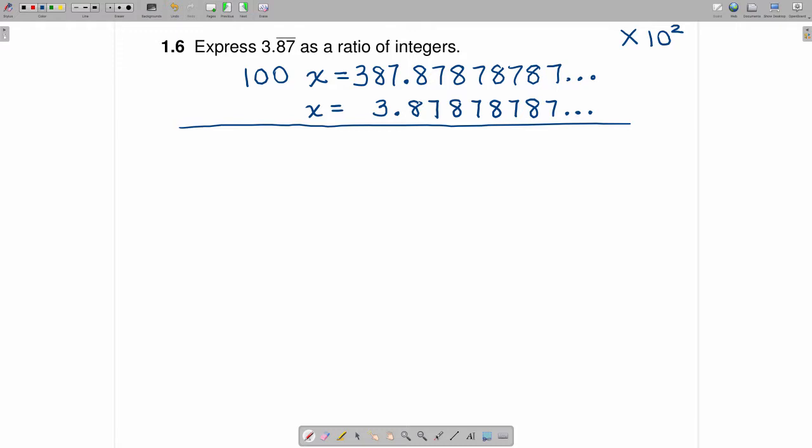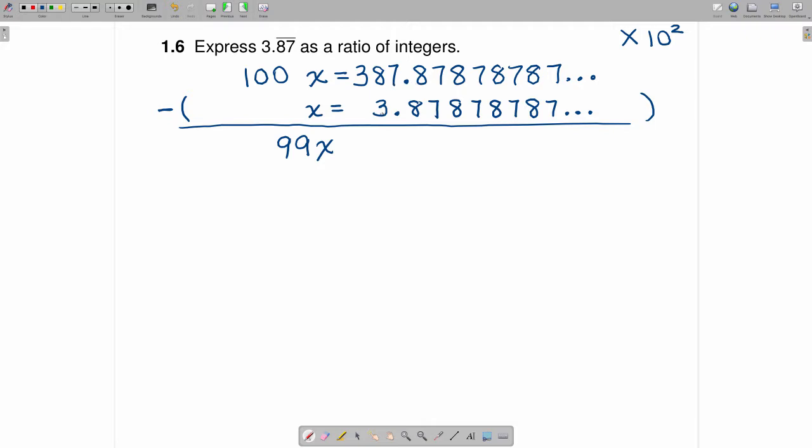Now, the reason this is done is what we can do effectively here is draw a line and think of one equation being subtracted from another. So you can think of this as the first equation minus the second equation. So when you do so, you will have 100x minus 1x, and that turns out to be 99x.